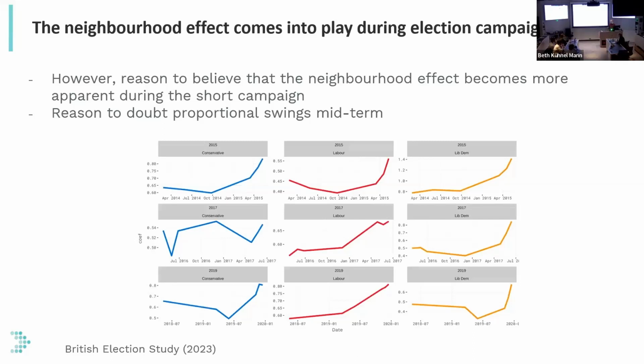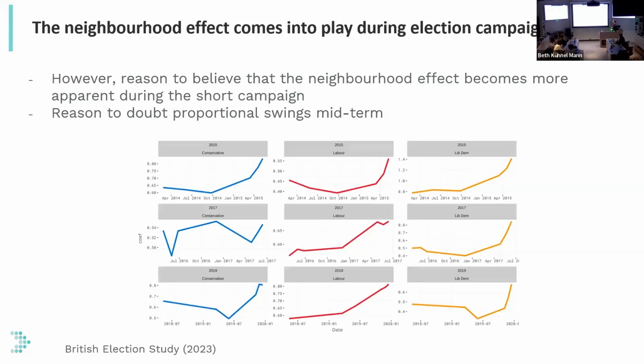And a lot of the neighborhood effect that I was talking about before comes into play in the last few days of election campaigns, when leaflets are being delivered, people are talking about who they're going to vote for, there's election debates on TV, etc.